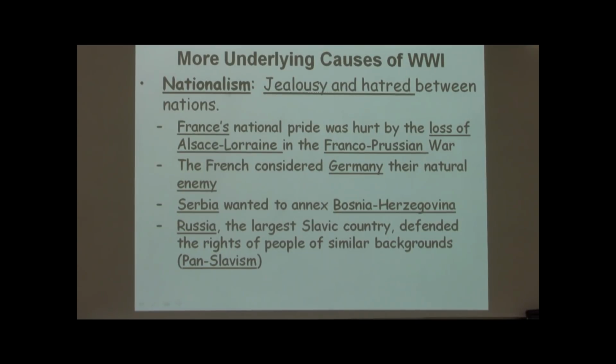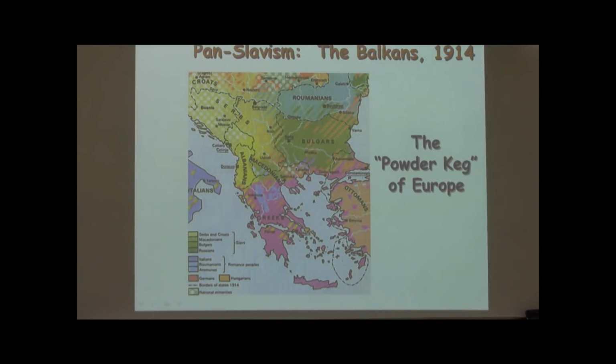And because these Slavic people were spread out through various countries, it's known as Pan-Slavism. So I think we recall from previous discussions of Bismarck, he has a quote that says something about some darn fool is going to set off the next war in the Balkans. That is why the Balkans are known as the powder keg of Europe.